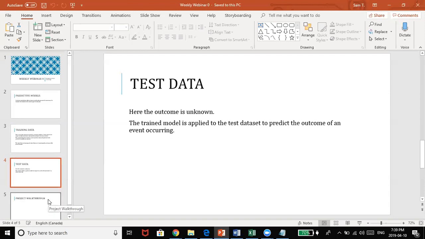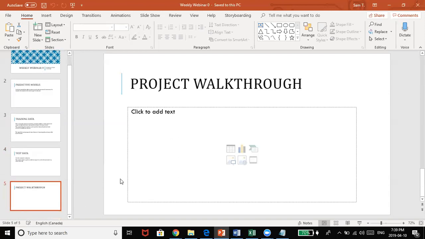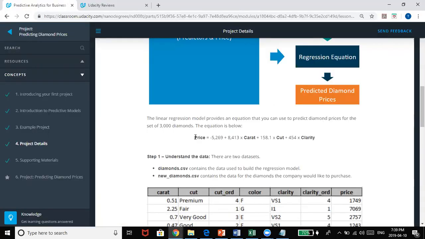For most of you that haven't done the project, I'll just go through an overview of the project with you guys. It gives you an equation here, which is more like the equation of a straight line. Basically, you're being provided with a multiple regression equation for you to develop the price of diamond based on a specific data set.